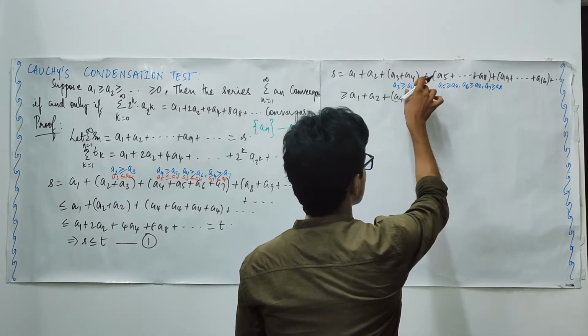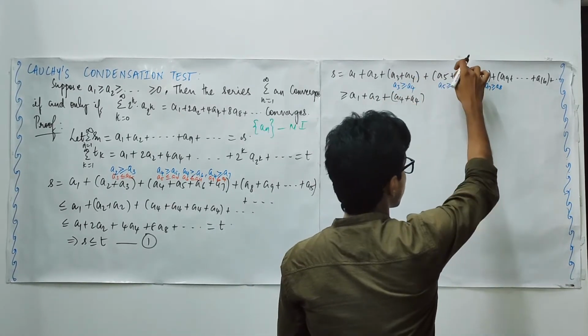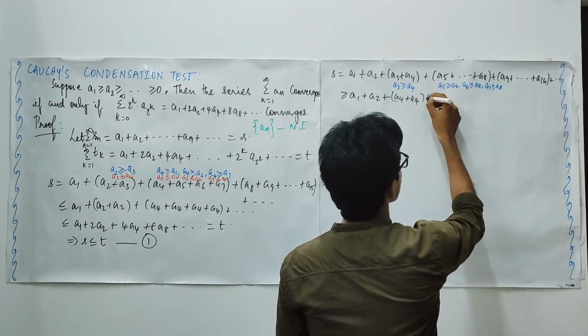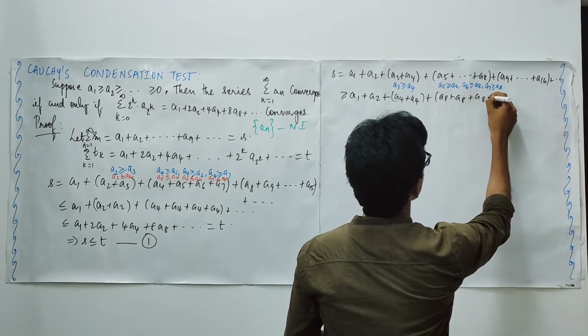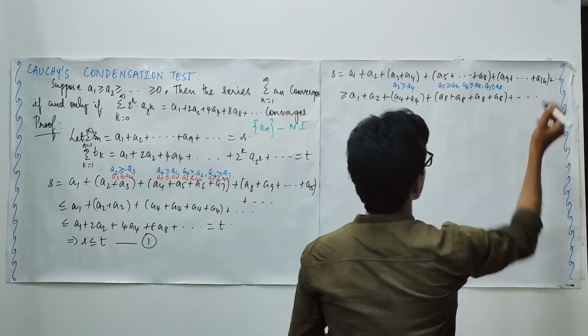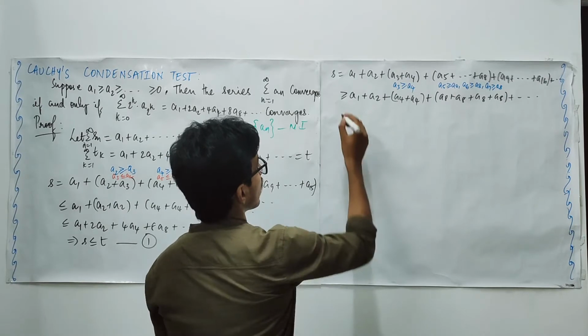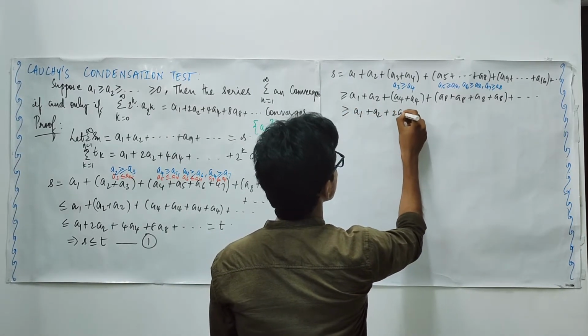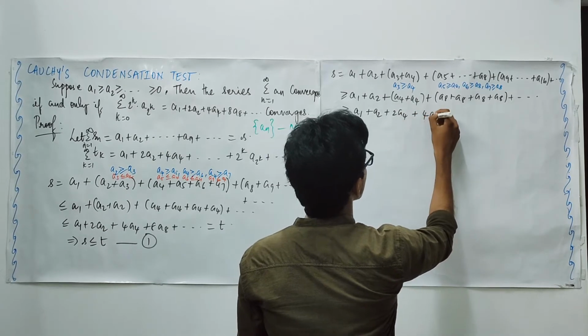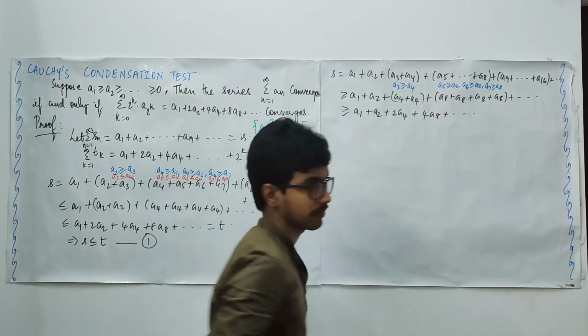Okay, in the place of a3 I am substituting this. Here, in the place of a5, a6, a7 I am going to substitute a8, a8, a8, a8, four times, and it goes this way, right? When I combine it, it is going to be a1 plus a2 plus 2 times a4 plus 4 times a8, and it goes this way.